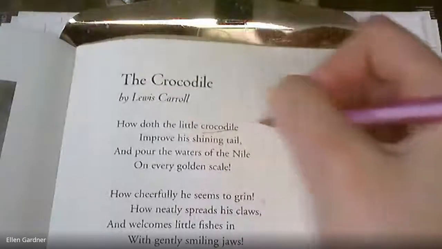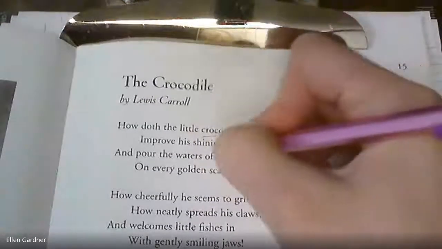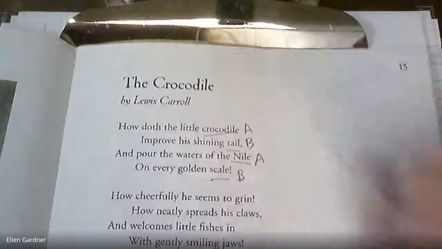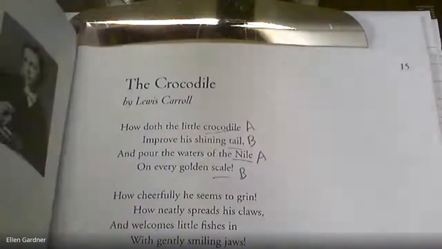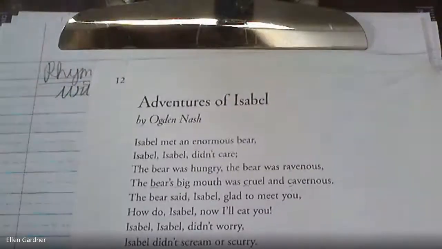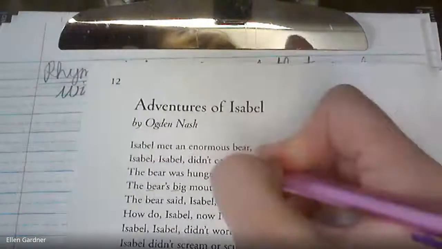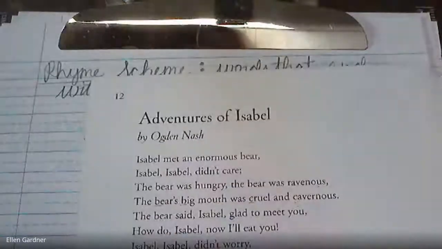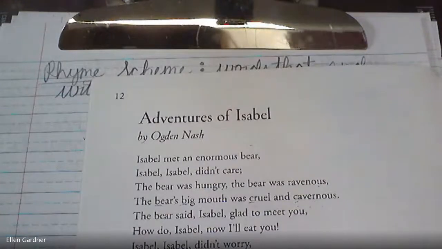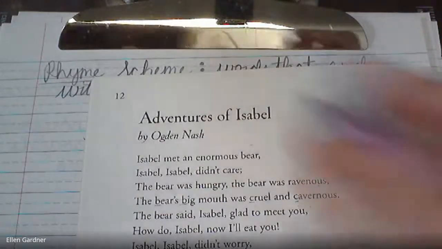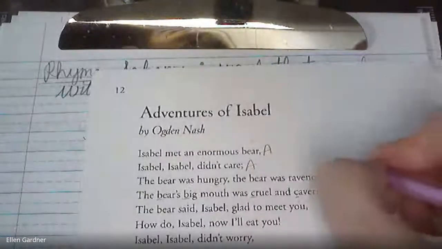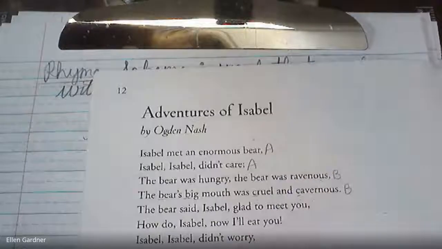Now, here's the crocodile. That's the same kind. Crocodile, Nile, tail, scale. A, B, A, B. Now, Adventures of Isabel: bear, care, ravenous, cavernous. So in this one, it's two words in a row that rhyme with each other. Bear, care, same letter because they both rhyme. Ravenous, cavernous.